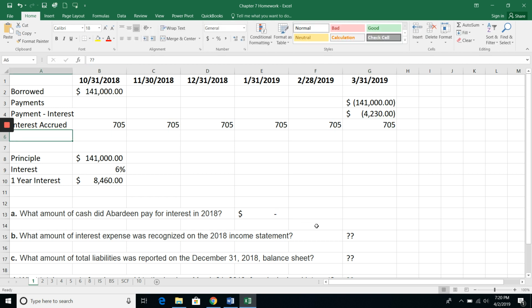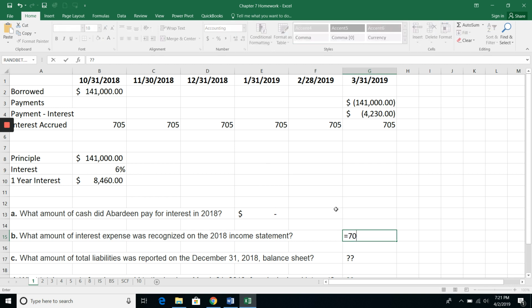So the interest that was recognized in 2018, we have 1, 2, 3 months. So we have 705 times 3. So a grand total of $2,115 in interest expense related to 2018.